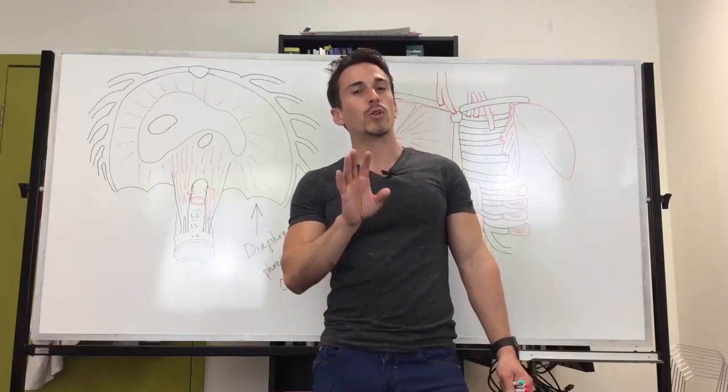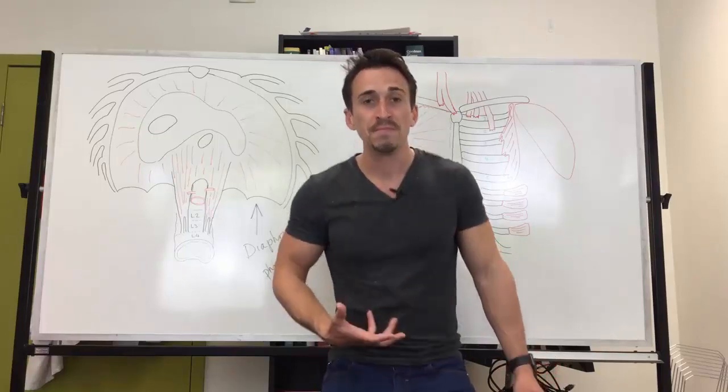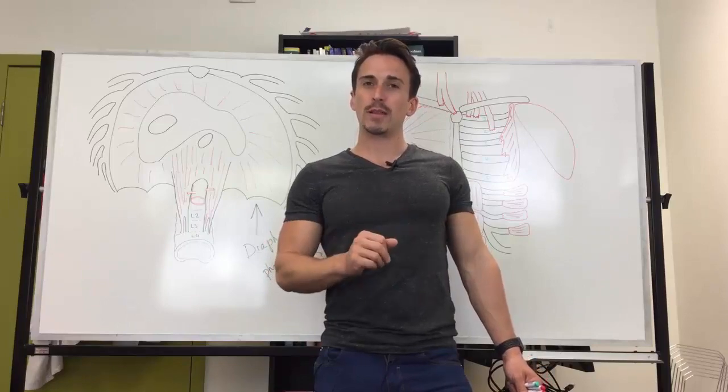But there's other muscles called accessory muscles that allow us to do what's called forced inspiration. Breathe in more than that 500 mils of air. So let's talk about those muscles.